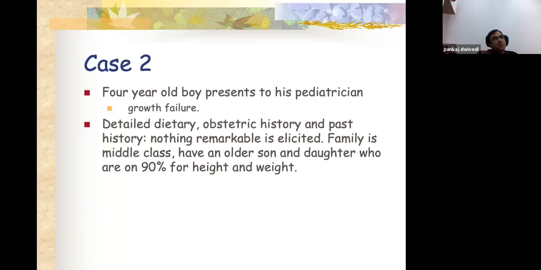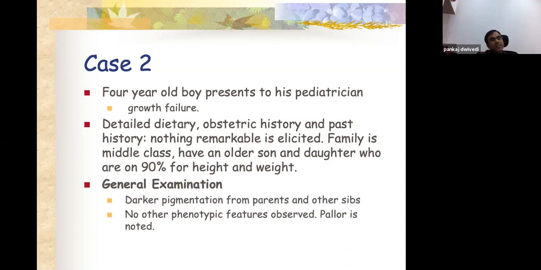Case 2. Now another one, age 4 years. It is not 12 years, it's a 4-year-old who presents to his pediatrician with growth failure. Only one complaint, growth failure. You have taken a detailed dietary, obstetric and past history, nothing remarkable elicited. The family is middle class, and has an older son and daughter who are at the 90th percentile of height and weight. On general examination, there is darker pigmentation than the parents and other siblings. No other phenotypic feature observed.